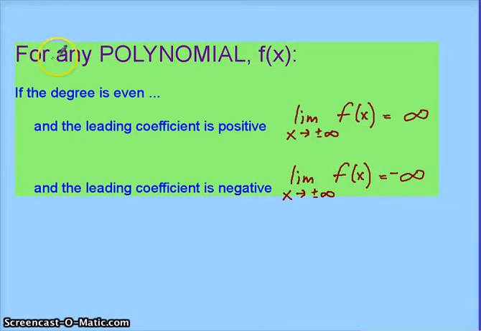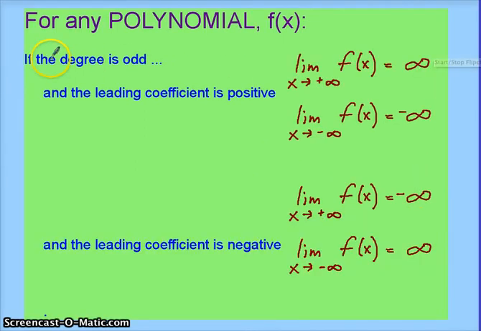In general, when our degree is even, it doesn't matter if we went to positive or negative infinity: if the leading coefficient is positive, the function will always go positive. If the leading coefficient is negative, then whether x approaches positive infinity or negative infinity, the function will approach negative infinity.